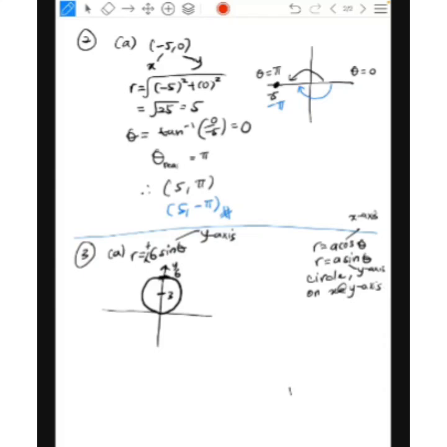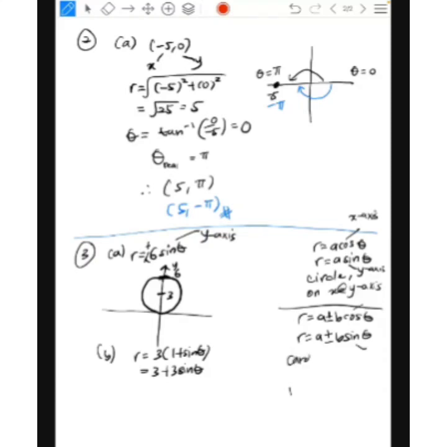Okay, for B, we have r equals 3 times 1 plus sine theta, or 3 plus 3 sine theta. So for this one, if you find a polar equation in terms of r equals a plus or minus b cos theta or r equals a plus or minus b sine theta, again, the cos and sine will be associated with the x or y axis. The a and b have values. This one is what we call a cardioid or limacon. It's either of the two, depending on the value of a over b. If it's a cardioid, then a over b would be equal to 1. If it's a limacon, then a over b would be less than 1.